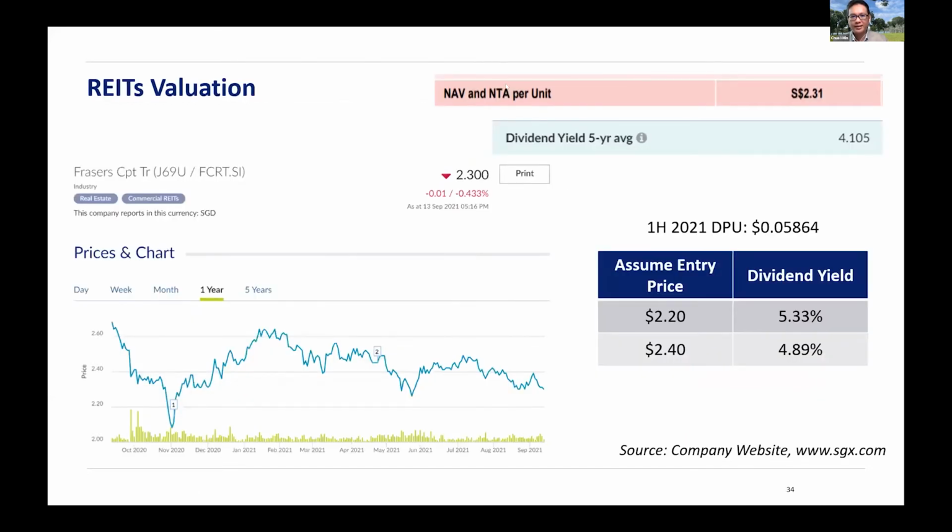Let's look at the prices. So I actually did the exact same exercise. I took the first half 2021 DPU, which I think is quite conservative. Based on this DPU, same thing, we are also looking at about 5%. Okay, 5% now is about 2.30. The 5-year average yield is 4. So again, it's actually quite high. And if you compare to NAV, it's actually trading quite close to the NAV right now. But in terms of dividend yield, which I pay more attention to, I think the yield now is actually quite attractive.